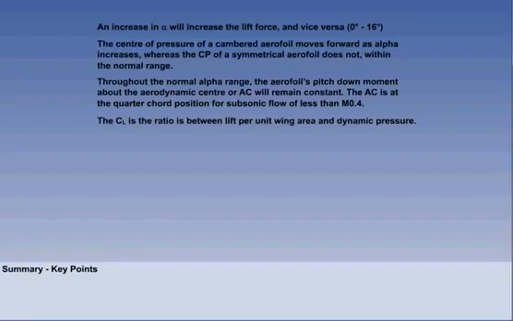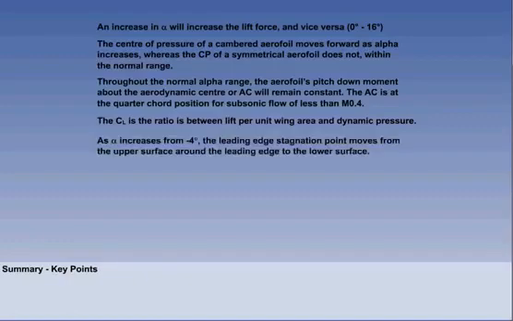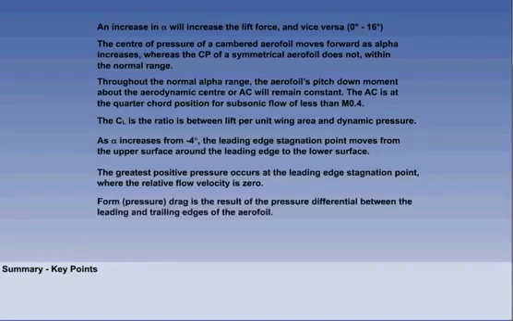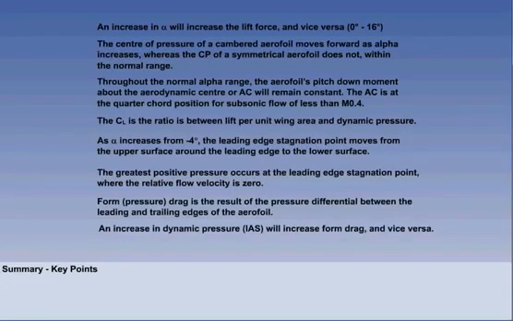As alpha increases from -4 degrees, the leading edge stagnation point moves from the upper surface around the leading edge to the lower surface. The greatest positive pressure occurs at the leading edge stagnation point, where the relative flow velocity is 0. Form, or pressure, drag, is the result of the pressure differential between the leading and trailing edges of the aerofoil. An increase in dynamic pressure, that is, indicated airspeed, will increase form drag, and vice versa. The coefficient of drag is the ratio between drag per unit wing area and dynamic pressure.